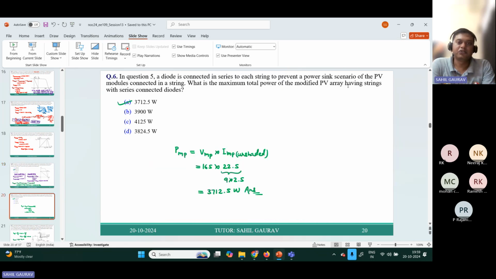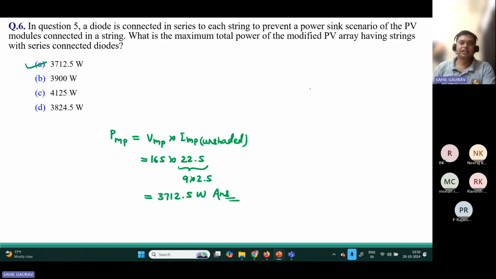Now you have used this diode in series to prevent power sink scenario. Now you have connected diode to prevent this power sink scenario. So in that case, this negative part will not come, and this maximum total power will be VMP into IMP unshaded, and this IMP unshaded will be 9 into 2.5, and this will come at 3,712.5 watt.